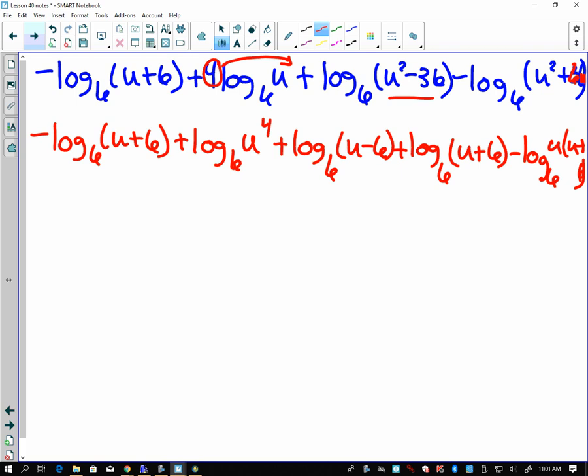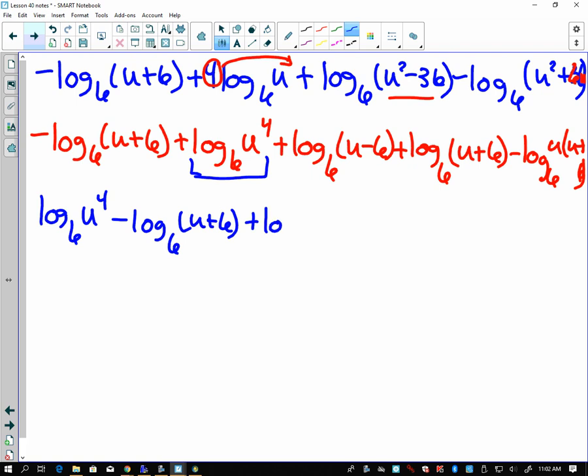And because this is all addition, subtraction, it's commutative, so we can move some things around. Okay? So we're going to do that here first. We're going to move this over to the front. Okay? So we're going to have log base 6 u to the 4th sit right there. And notice I got this negative log base 6 u plus 6. And I have a positive log base 6 u plus 6.